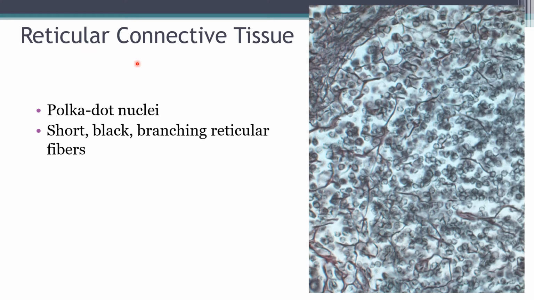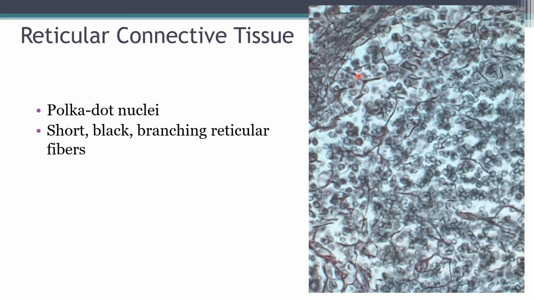The last loose connective tissue is reticular connective tissue. You will see some white ground substance here. One of the things that makes reticular connective tissue stand out a little bit is it has these polka dot nuclei, right? These perfectly circular little nuclei that are all over the place here. But really what differentiates reticular connective tissue from all other tissues are the short, black, branching reticular fibers that you're going to see. So notice when you look in this tissue, you see these black fibers here.